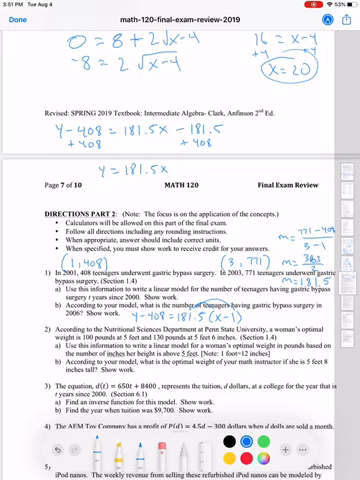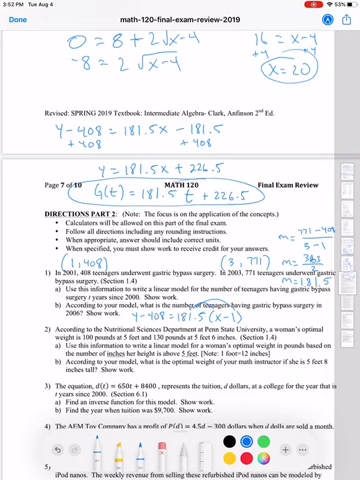Y equals 181.5x plus 226.5. So now if we use variables appropriate for this problem, it should read something like this. We're talking about gastric bypass surgery. So instead of the y, g. Instead of the x, t for time. So this is how to find the linear equation for number 1A.